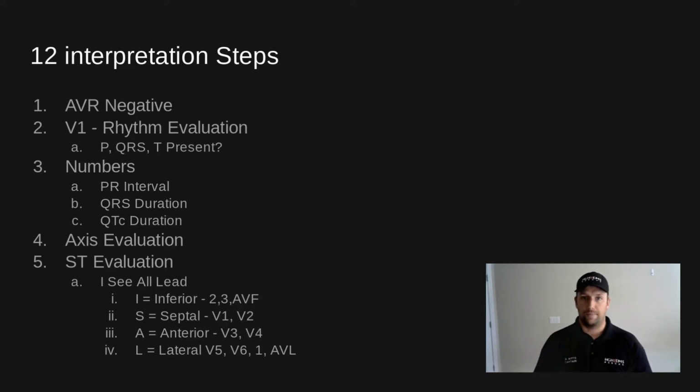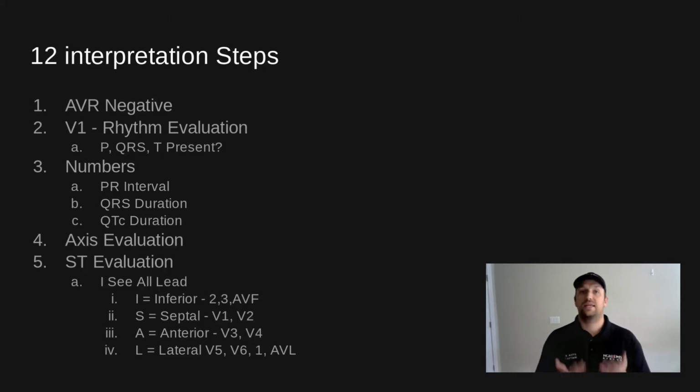Three, we go to the numbers. On every 12 lead, it prints out, depending on the model, before or after the 12 lead, the PR interval, QRS duration, and QTc duration. We're going to evaluate those numbers from what we talked about previously and determine whether we have any issues. Next, axis deviation. There are many methods to do this. The one that I like is to evaluate leads 1, 2, and 3.